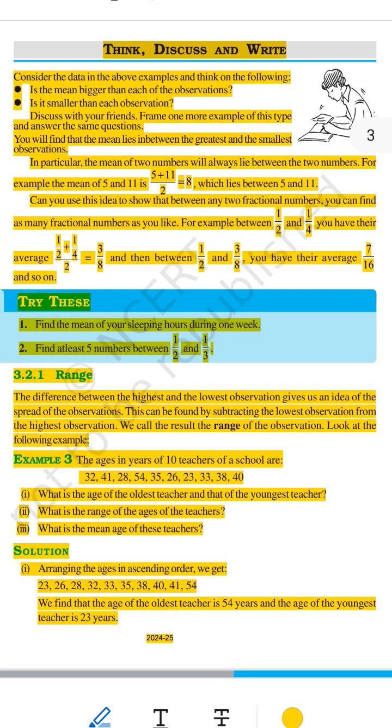Absolutely. Here's a great, deepest but simplest detailed summary of everything you just learned, explained clearly step by step, covering where the mean lies, finding numbers between numbers, the concept of range, and how these ideas help you understand data. This summary brings it all together so you can see the big picture, but in easy words.